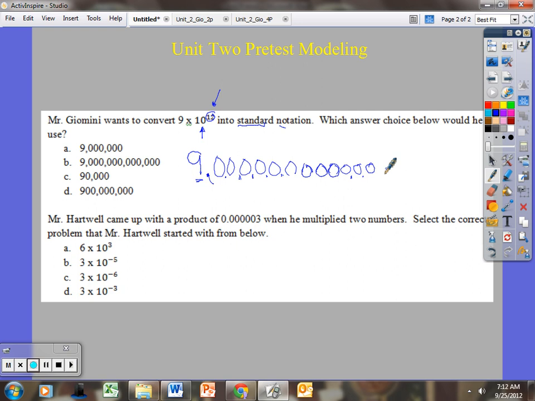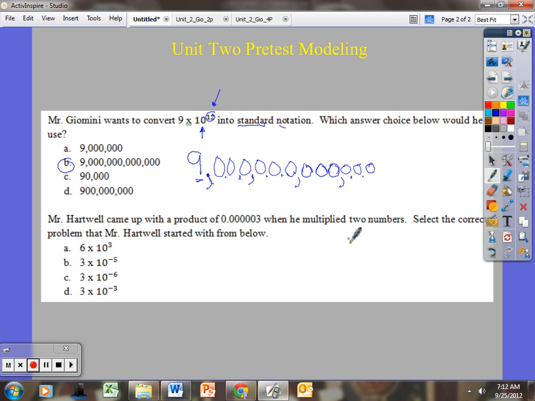Again, this is powers of 10. So 1, 2, 3, comma, 1, 2, 3, comma, 1, 2, 3, comma, 1, 2, 3, comma. Okay, so we have ones, thousands, millions, billions. That is 9 trillion. Looks like it's that answer right there.